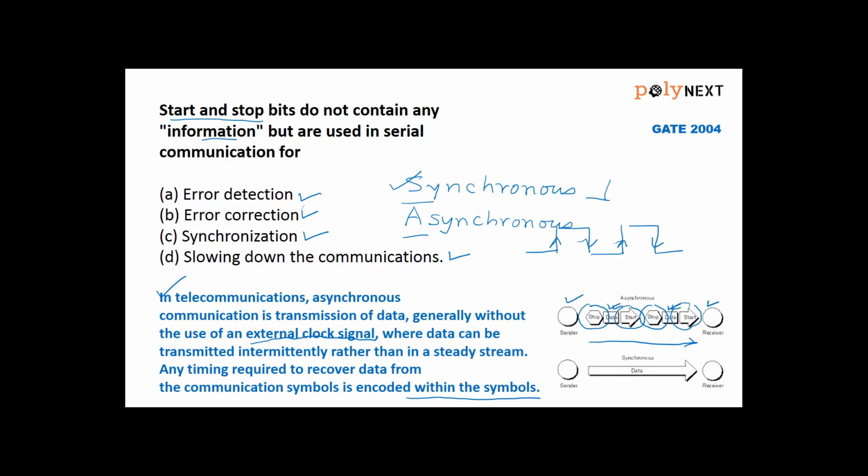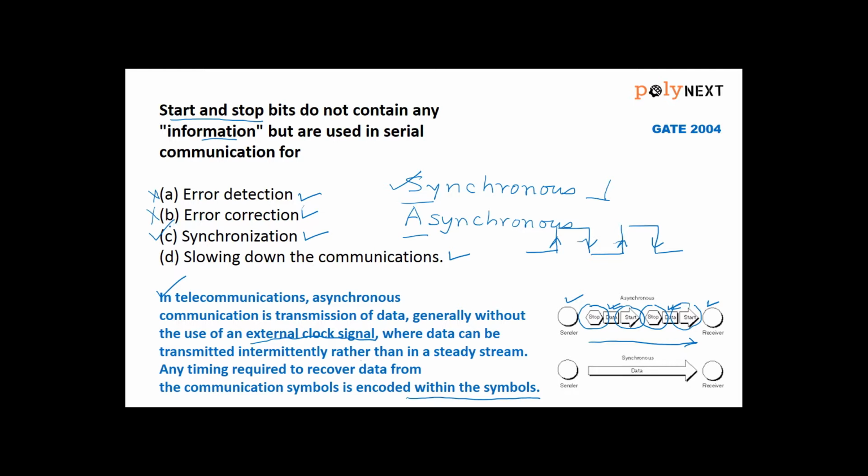Now just go for the options. If you consider error detection, you can find this is not the right option. Error correction is also not inclined with serial communication, which is guided by the start and stop bits. But synchronization is very important: synchronization between the sender and the receiver.